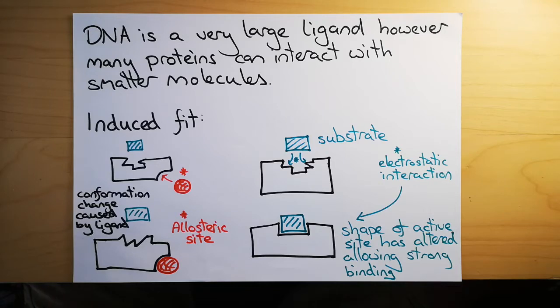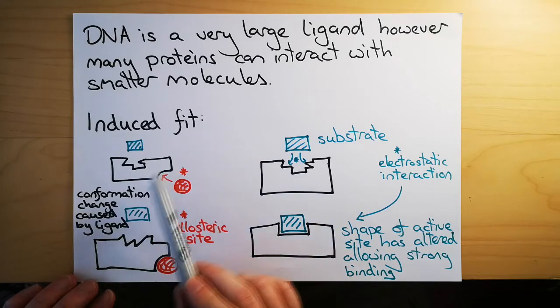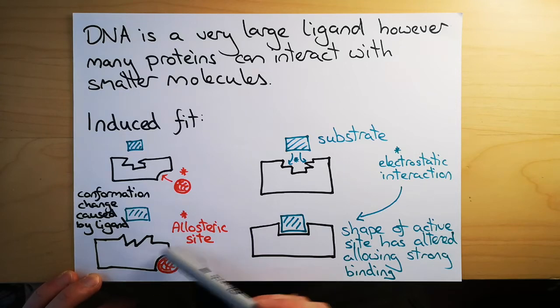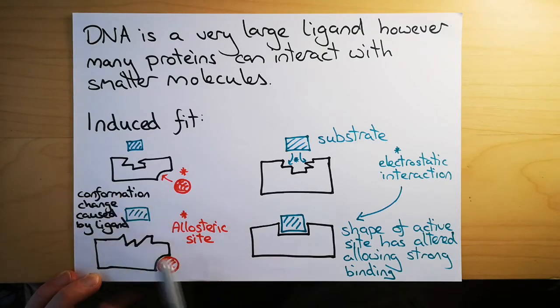Now, it isn't just the substrate that can have an impact on the conformation of that active site. You may have a ligand that can bind onto your protein, and that could affect the shape of the active site as well. So in this case, this ligand, and we'll come on to this a little bit later, might be a negative modulator, so it would change the active site in a way that would inhibit the enzyme.